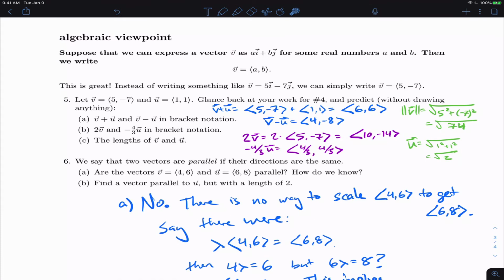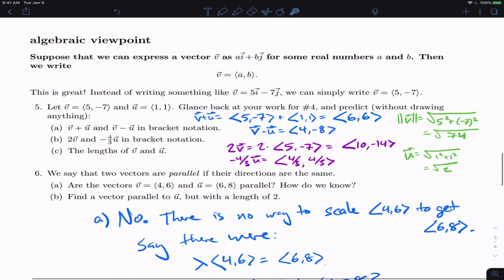Likewise, we can scale vectors by almost like distributing, multiplying our scalar times the first component, and also our scalar times the second component. And then to talk about the length of a vector given in bracket notation, we just use the Pythagorean theorem.